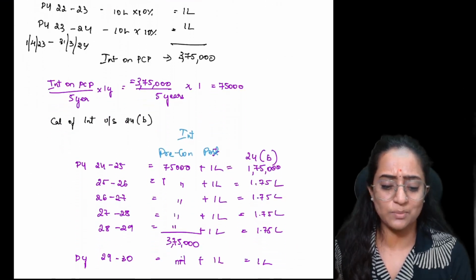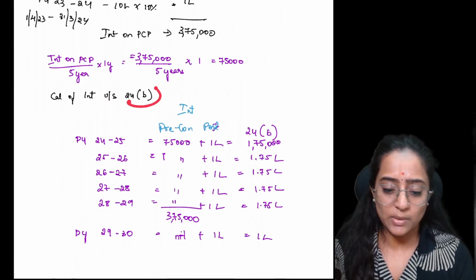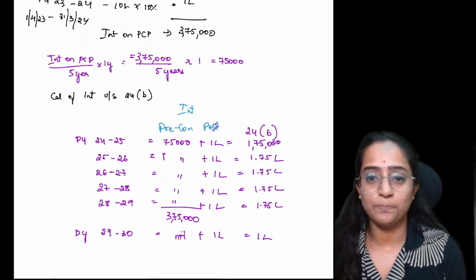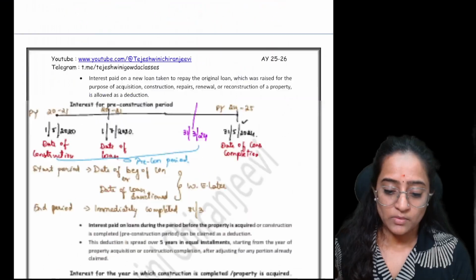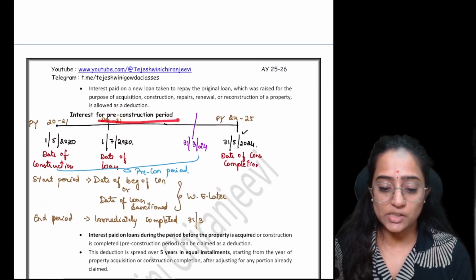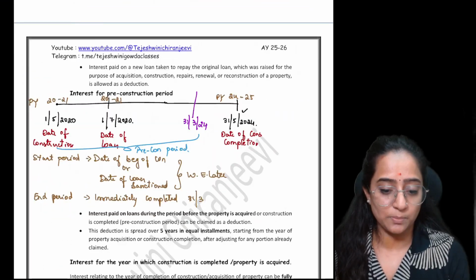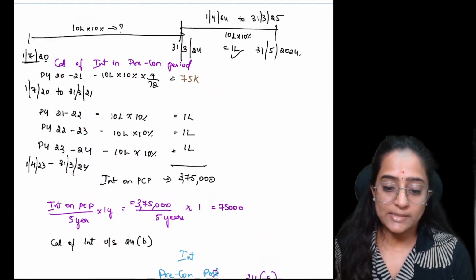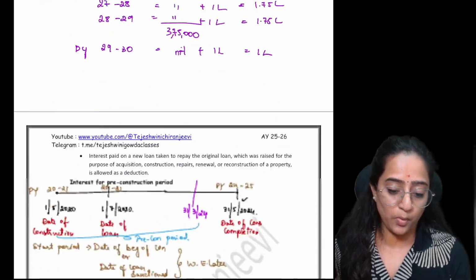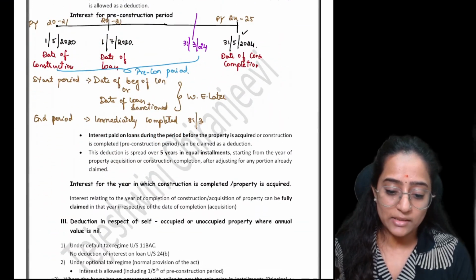That will be nothing but your total completion. This is nothing but your section 24B. Clear? Now, this is pre-construction period and post-construction period interest completion. Fine, very well. So now let's move forward to the next point, that is you have calculated the interest, that's totally fine.